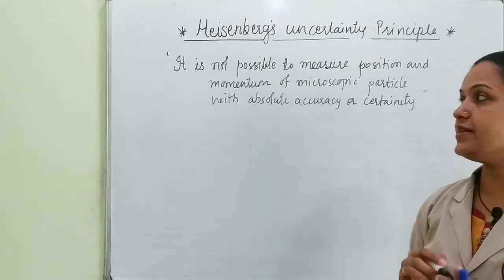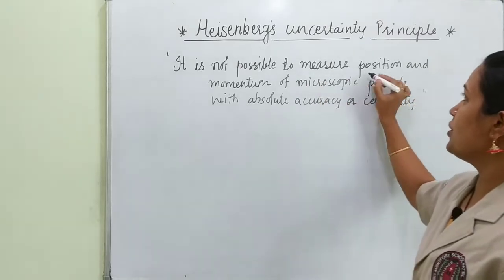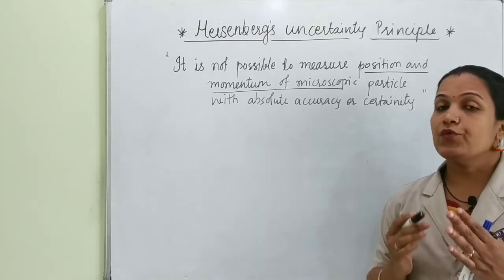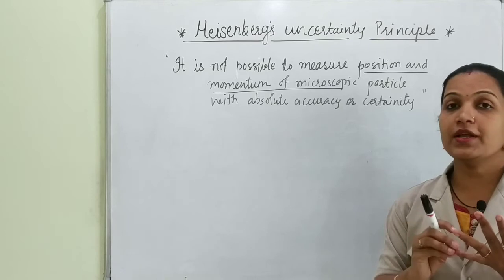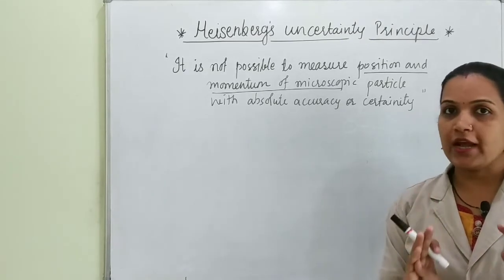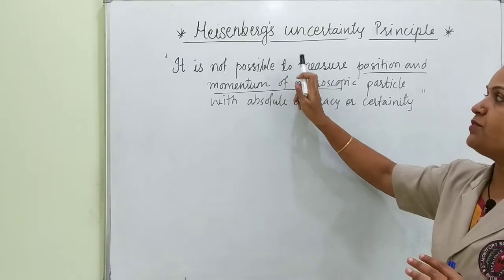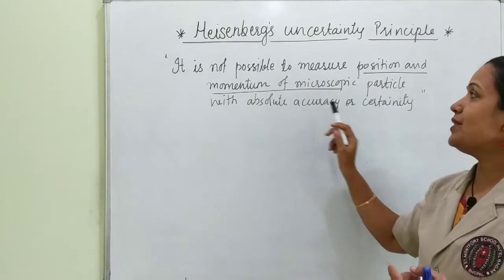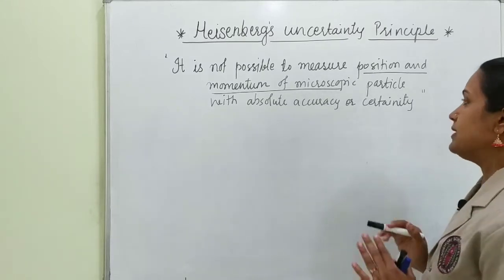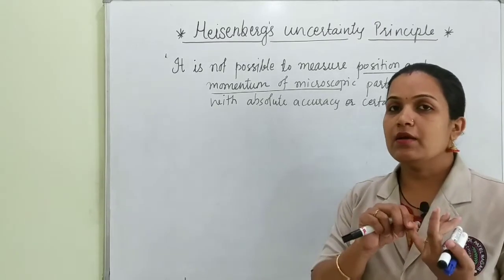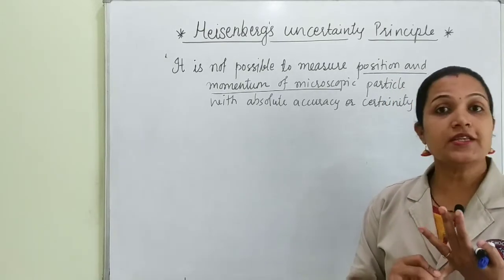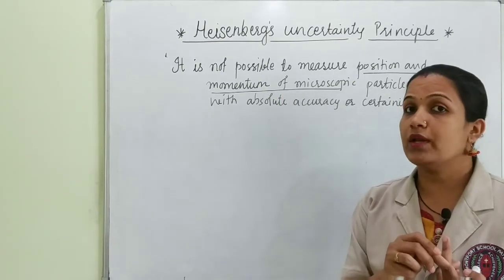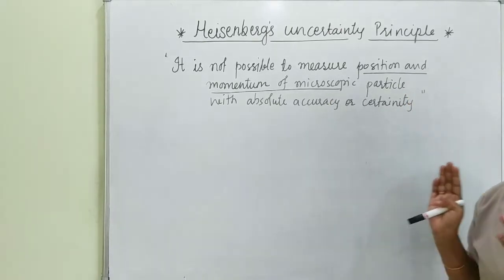Heisenberg's uncertainty principle says that it is not possible to measure the position and momentum of a microscopic particle. As we took the example of a moving car or a thrown ball, we can measure the position and momentum, but according to Heisenberg's principle, we cannot measure the position and the momentum of a microscopic particle with absolute accuracy or certainty. According to him, either we can measure its position or we can measure its momentum. So out of these two, one will be accurate but the other will not be certain. This is actually Heisenberg's uncertainty principle.